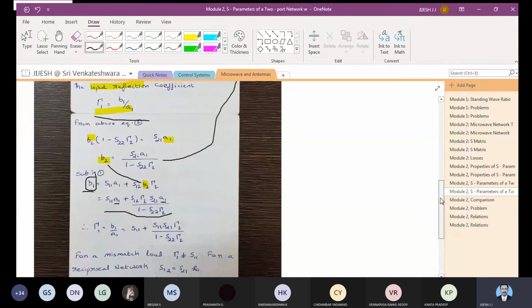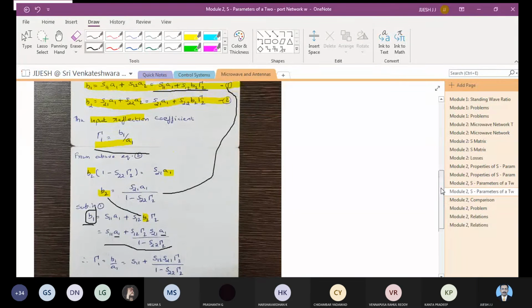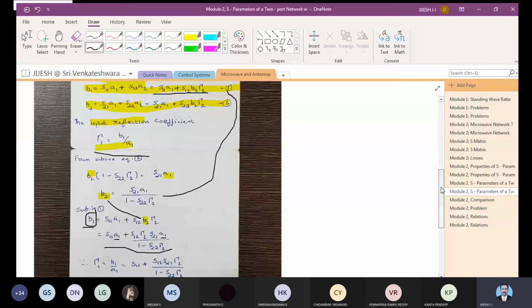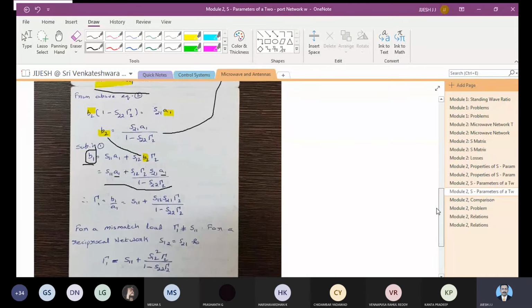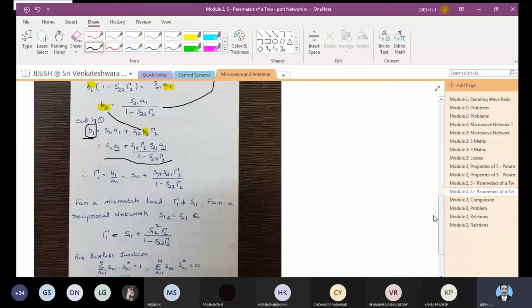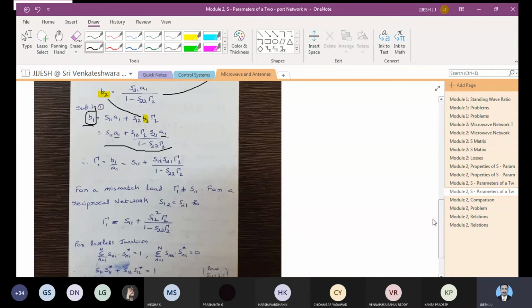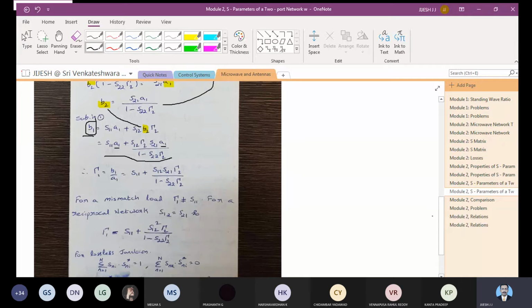Have you completed writing it? Yes, sir. Okay. So till gamma 1, it is clear for everyone. Any doubt till gamma 1? No, sir. So we have used the two equations B1 and B2 and then simplified till gamma 1. So you got the equation for gamma 1. So we will proceed further. You got the equation for gamma 1 as S11 plus S12 S21 gamma 2 divided by 1 minus S22 gamma 2.